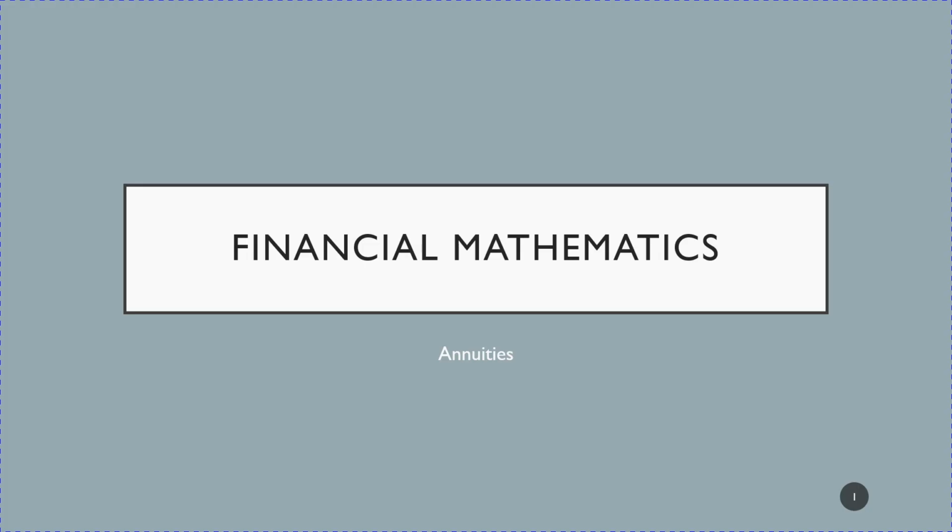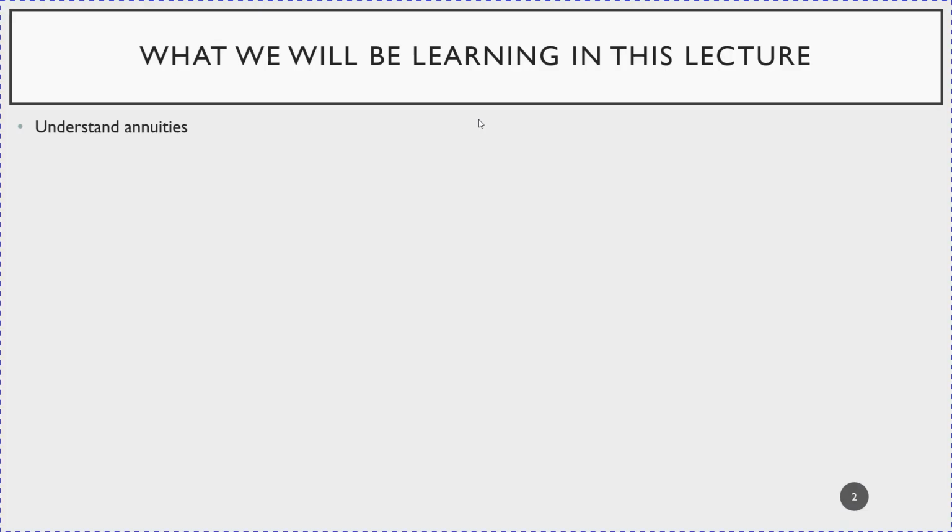Hi class, in this lecture we're going to continue talking about financial mathematics by moving into a financial concept called annuities. The only thing we're going to be doing in this lecture is talking about how you understand annuities. There are going to be two formulas that we introduce, and I'm going to work three examples of each.